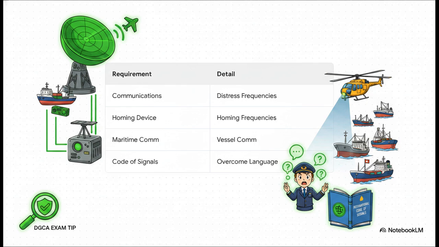But practically, over maritime areas, the application gets incredibly tricky because of the language barrier with international ship crews. So your DGCA exam tip is this. When used over maritime areas, SAR aircraft must carry a copy of the International Code of Signals. This is to overcome language difficulties with vessels down below. It's a highly testable point, so watch out for it.